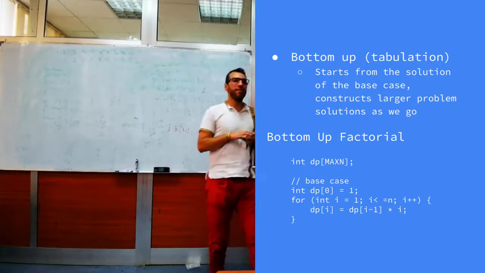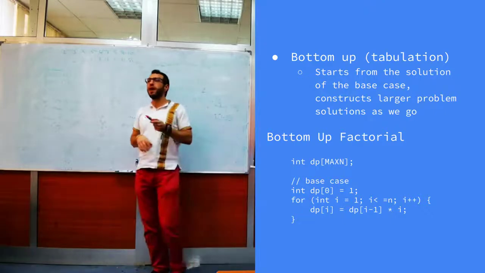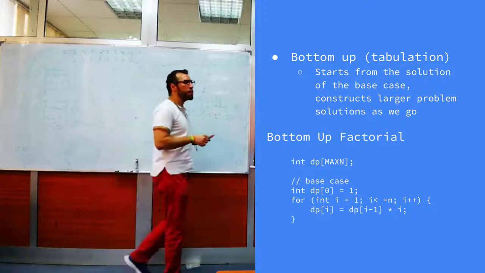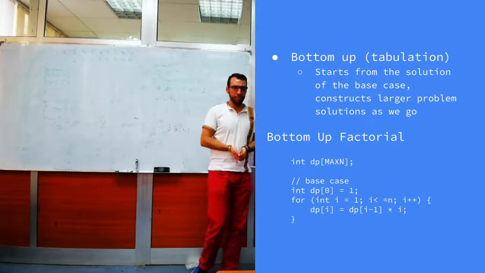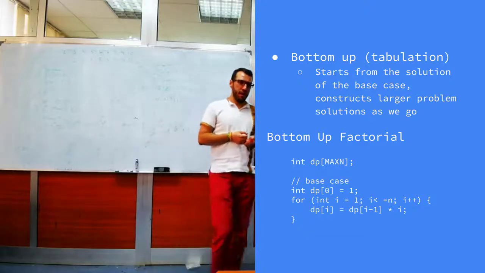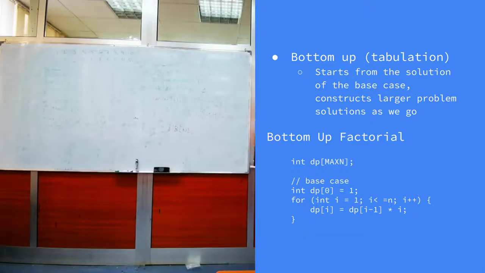But in the case of the top-down approach, some of the sub-problem solutions can be skipped. Meaning, we don't have to calculate everything from the beginning. Once n comes in, then we can start calculating up to that value.